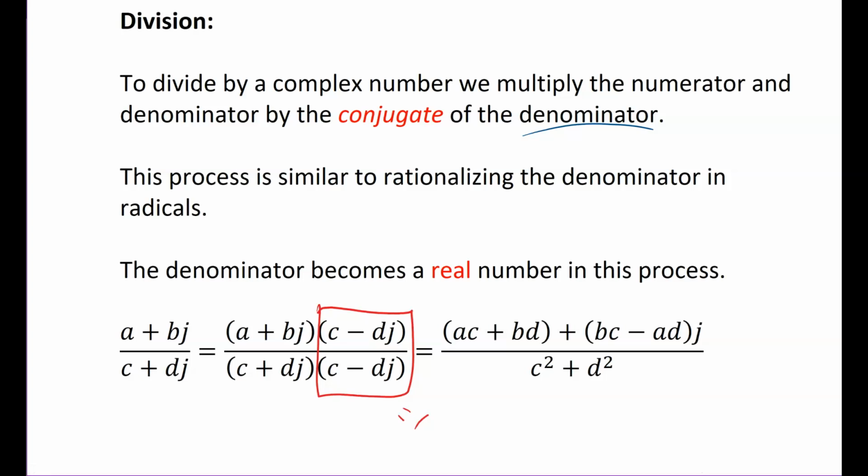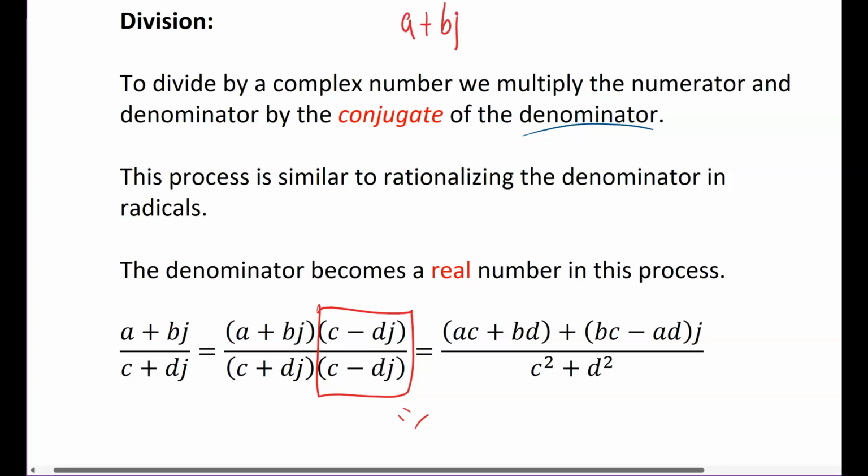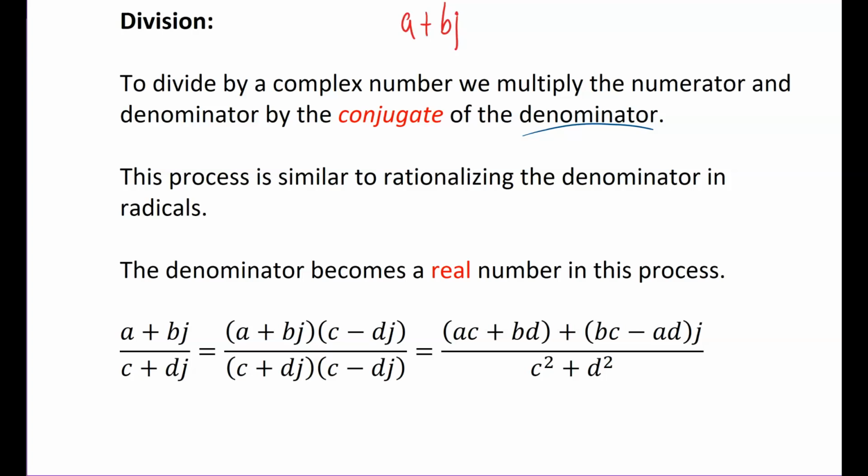And it will end up still as a complex number, and it'll still have the form a plus bj. That's what we're aiming for. So watch what happens when you multiply the denominator by its conjugate. Remember what happened? We got a real number.